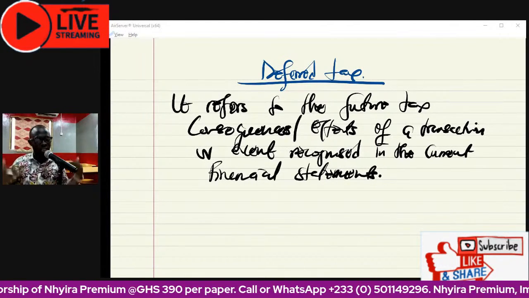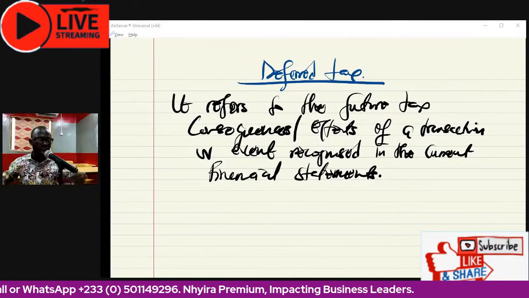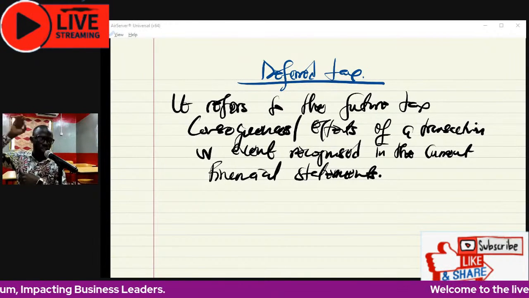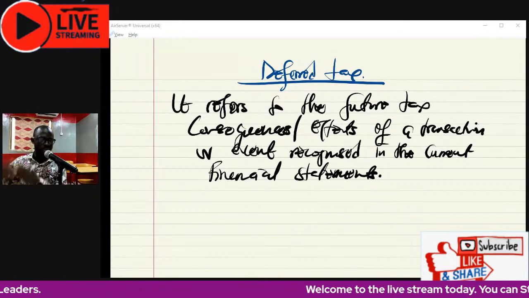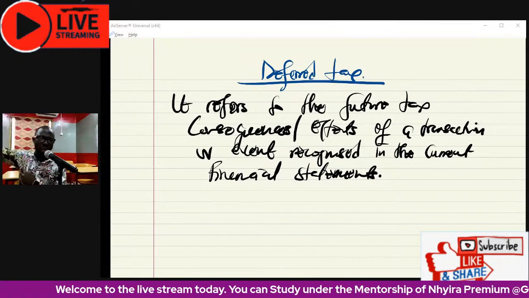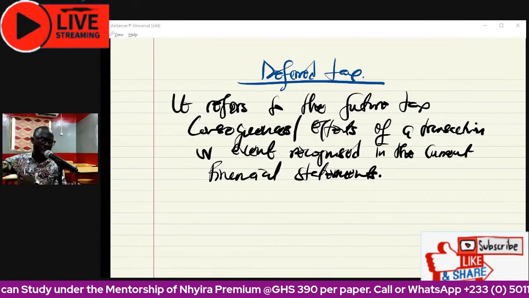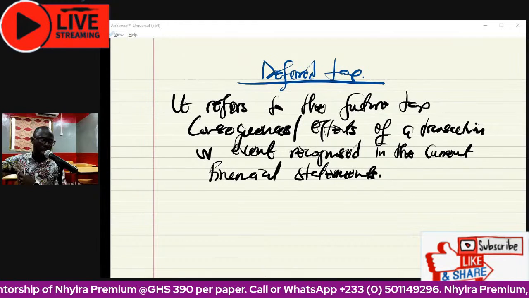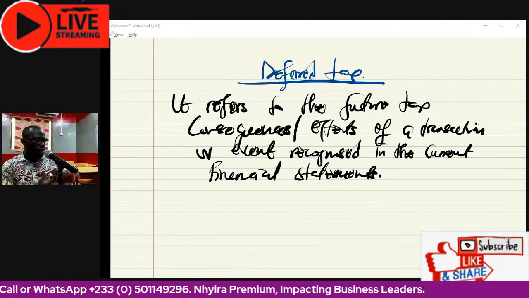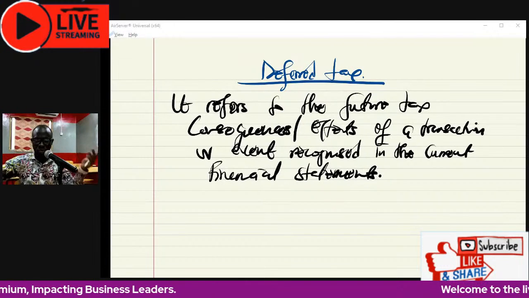So the thing has not happened. The thing may not happen, but we are recognizing in the financial statement currently the future consequences of that transaction. That is the idea about deferred tax. So it is a tax that you are likely to pay in the future, or a tax deduction that you are likely to receive in the future, but then you are recognizing it now so that in future, when the event against which you are recognizing it occurs, you've already accounted for the tax effect of that event. That's what we're talking about.